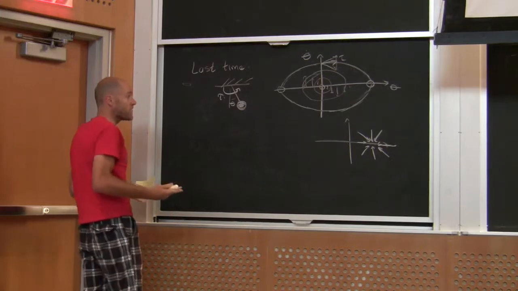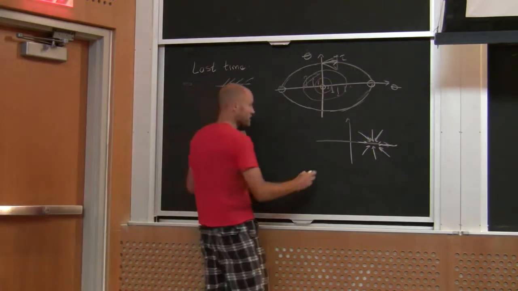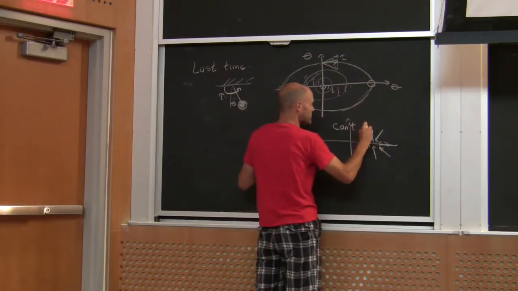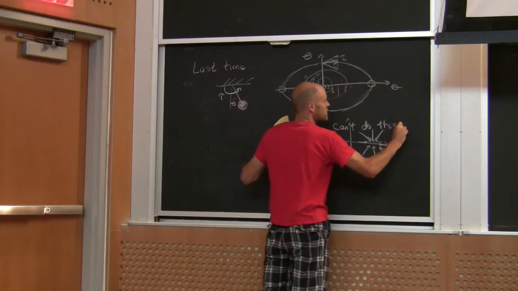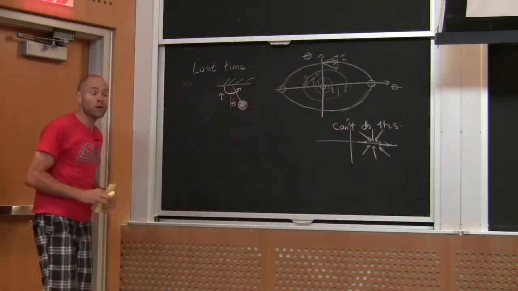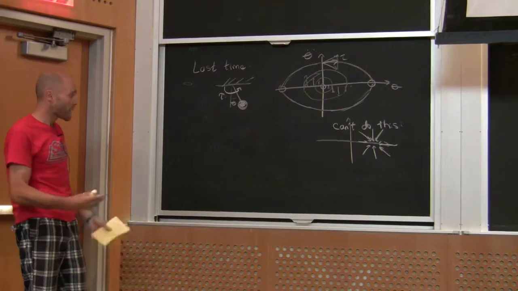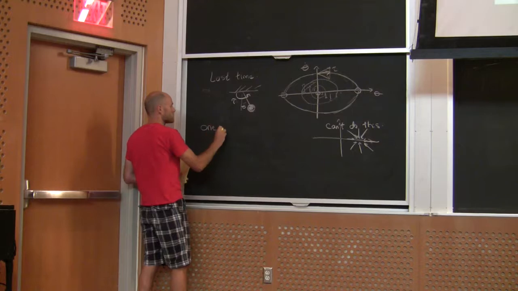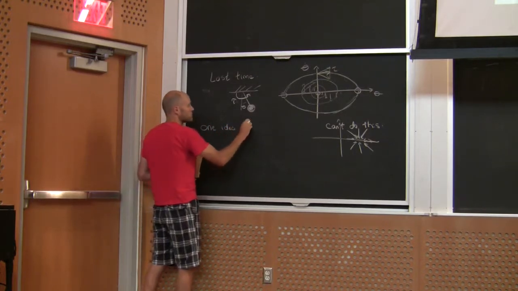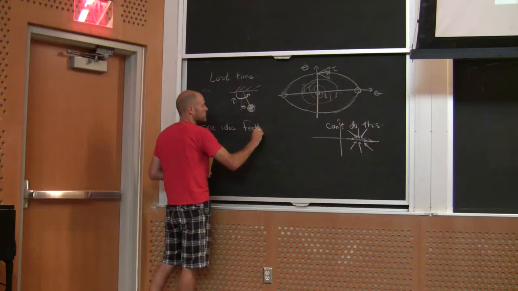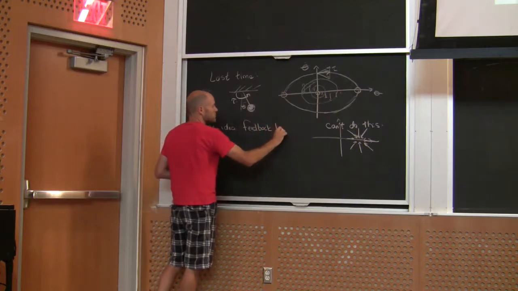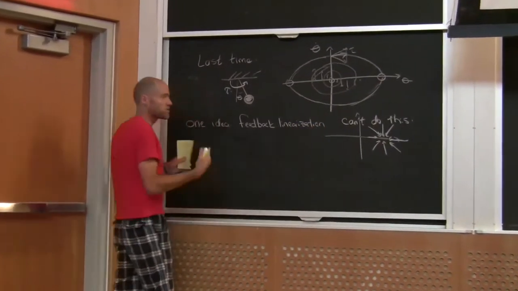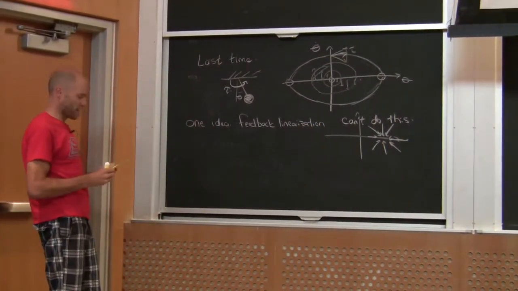So the only idea I've given you, so let me just write, unless someone walks in and thinks, you know, that's the solution. Can't do this. Right. Okay, so the one idea we've talked about is feedback linearization. Or in general, dynamic inversion, or canceling the dynamics with a control law.